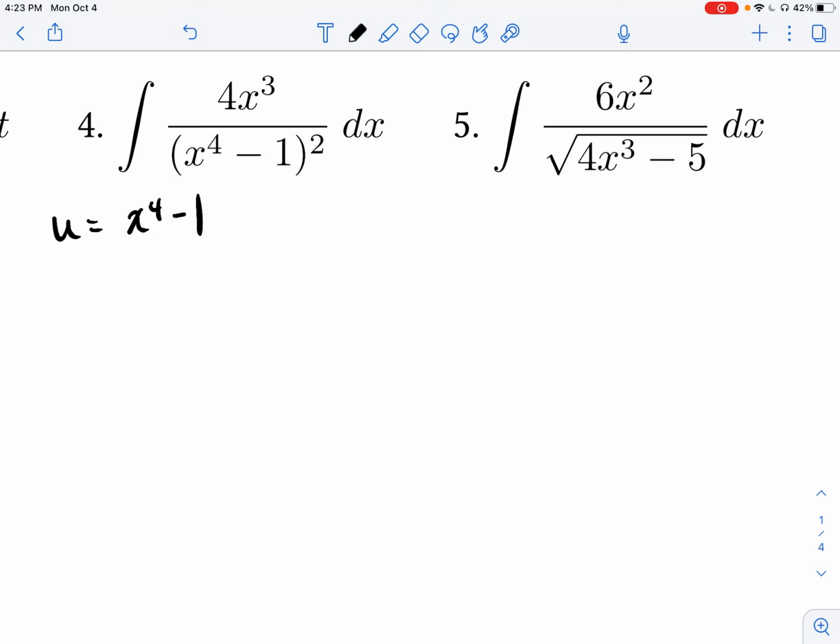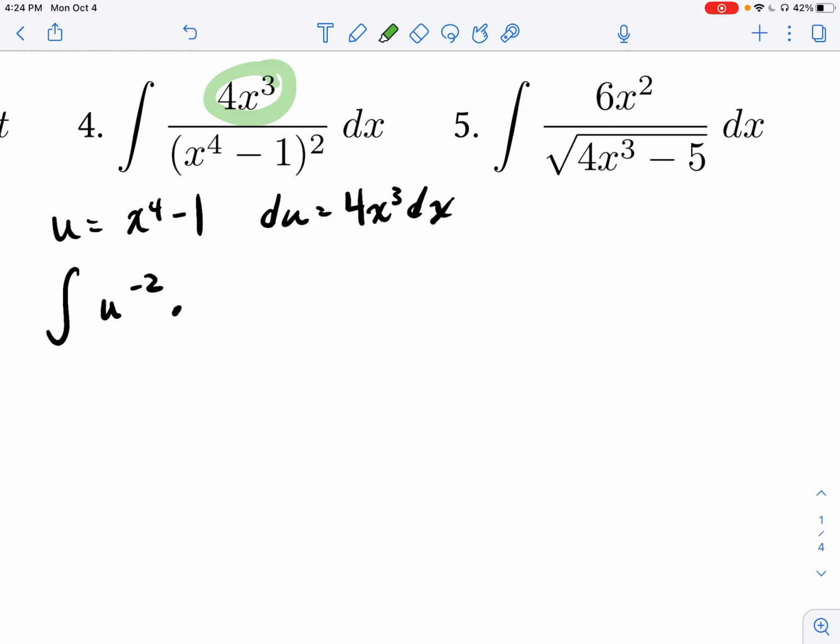Because 1 is a little bit busier, but 2, hopefully you can see it now. We can see clearly that the derivative of u, in this case, is equal to 4x cubed dx. So if that's the case, then now I can rewrite this as the integral of u raised to the negative 2 power, times, so u again was x to the 4th minus 1, which is in the denominator, so I'm raising that to the negative 2 power, times du, which was just 4x cubed dx.